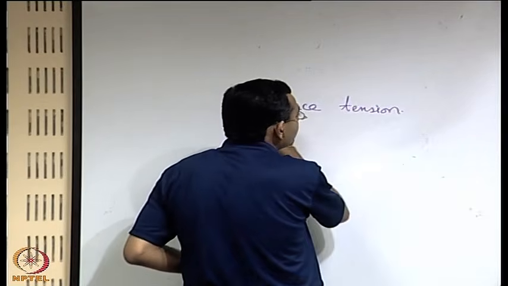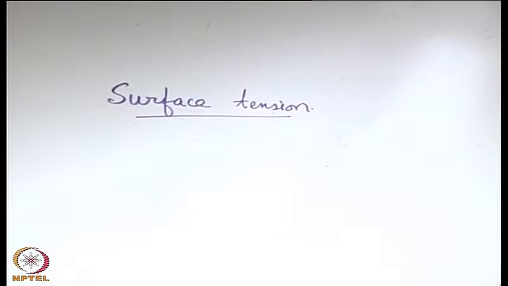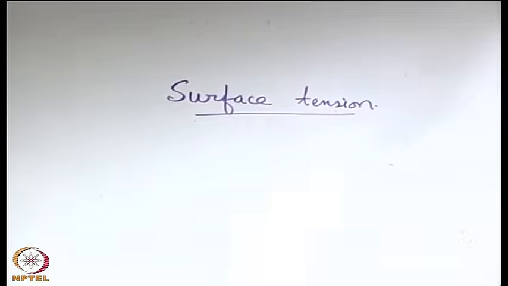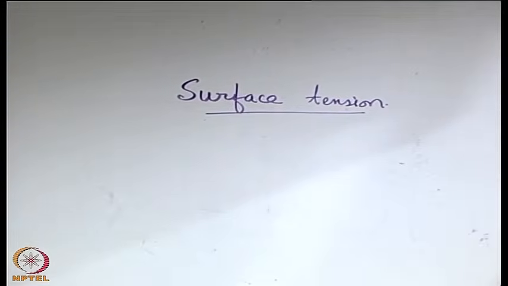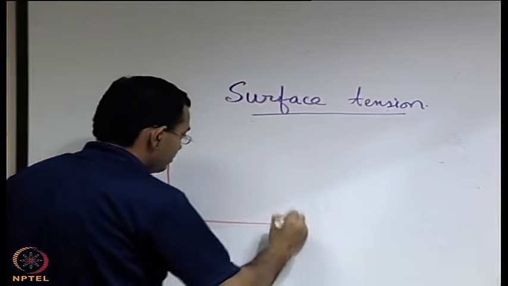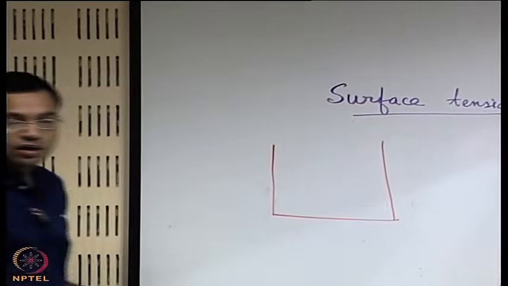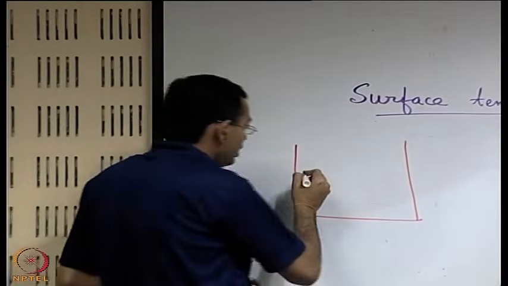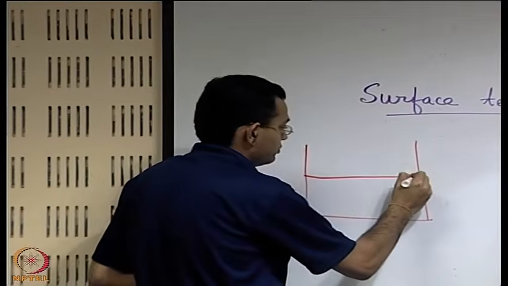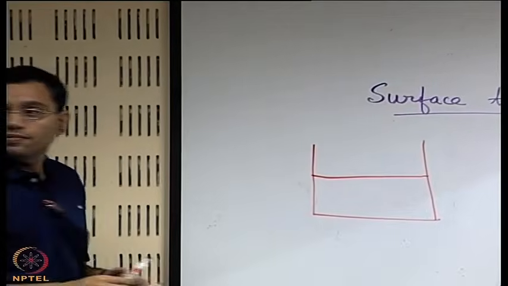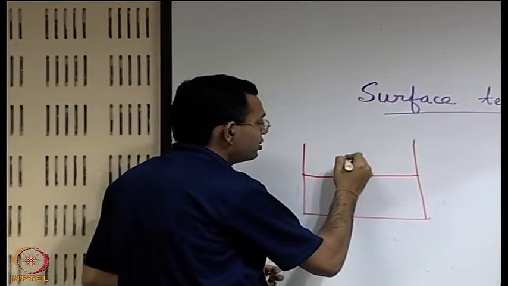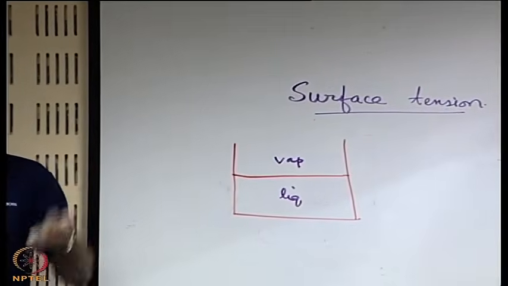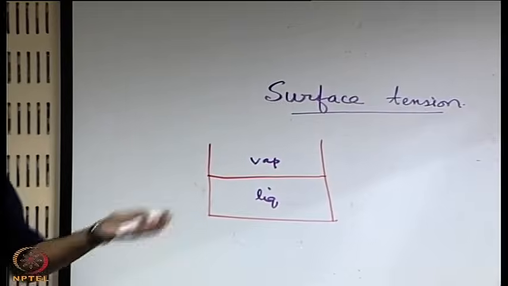So, we go to the description of surface tension. Again, this is a very involved topic, we will try to develop a very elementary qualitative feel of what it is about. Let us say that you have a container, in the container there is an interface between so-called vapor and liquid, very common. You may have liquid water and water vapor, and there may be an interface.